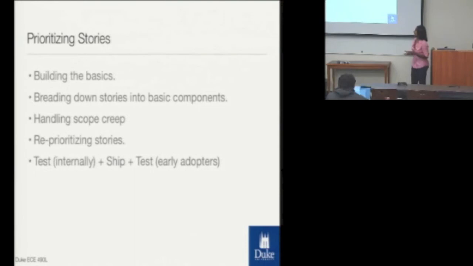So when we're thinking about stories, right, the first is we have to think about building the basics. We've talked about what's the infrastructure we have to put in place. And then we've talked about how do we break stories down into some basic components. How do we think about scope creep? And then we might have to reprioritize based on what's absolutely critical, right? So we think back to the mental model, the persona, and prioritize from there. And then we've talked about this format before as well, the test, ship, and then test again.